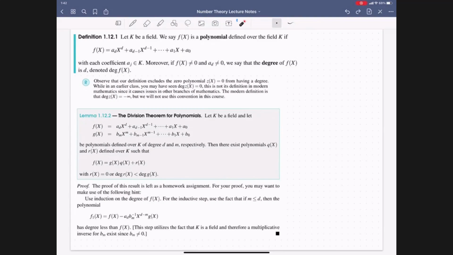F of x minus this is going to result in the degree d term being cancelled off, and so you're going to have a polynomial of degree strictly less than d, which will in turn allow you to use the induction hypothesis. And so that's the hint for the quiz.